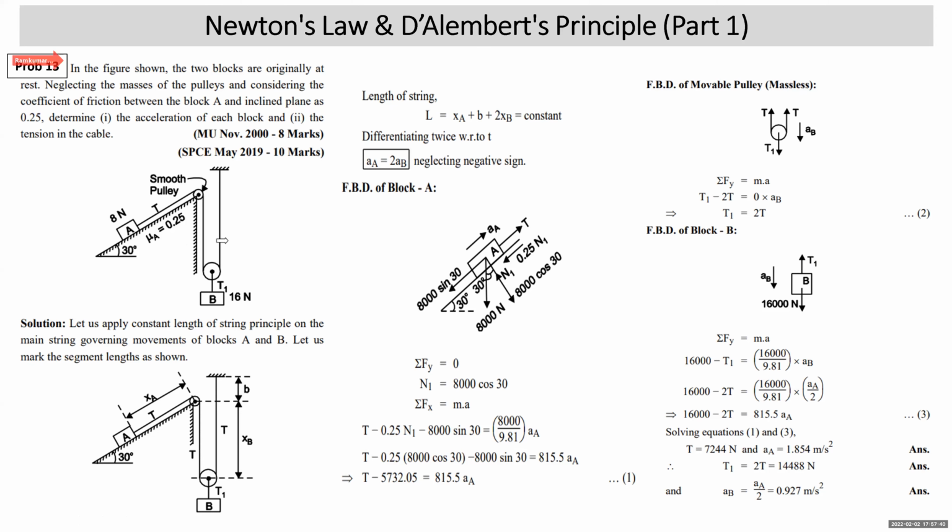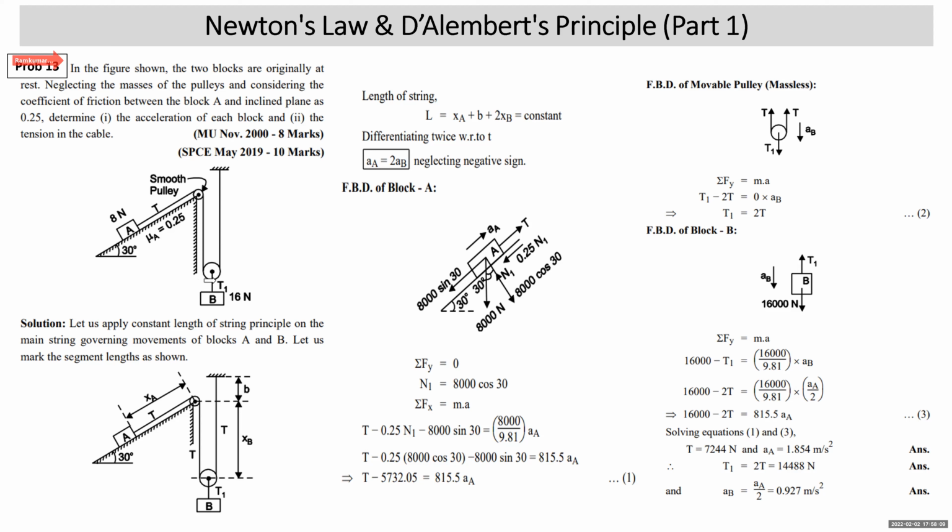In the figure shown, two blocks are originally at rest. Neglecting the masses of the pulleys and considering the coefficient of friction between block A and the inclined plane as 0.25, determine number 1, the acceleration of each block and the tension in the cable. You are given this diagram. This problem has also been asked a number of times in the examination. Block A is connected to a string which is taken around the smooth pulley, which will turn around its point of contact. Then it is taken around a movable pulley and then it's connected to a plane.